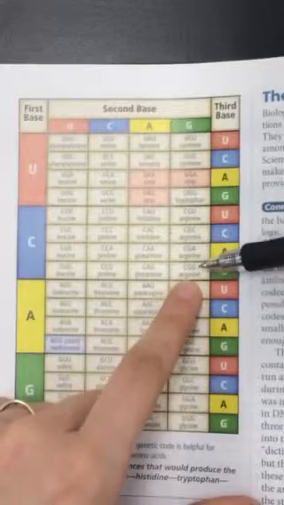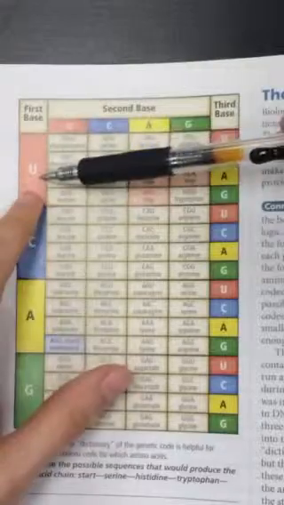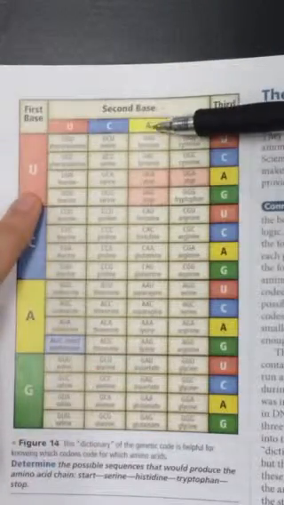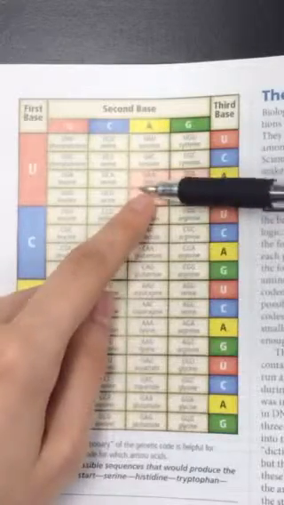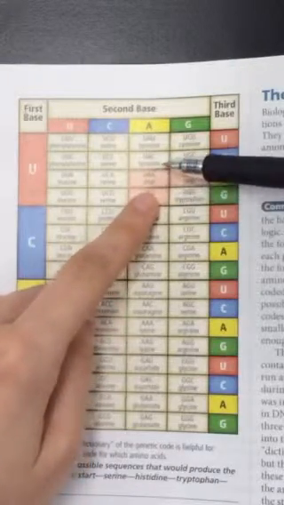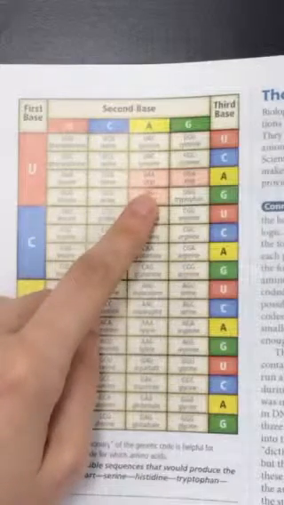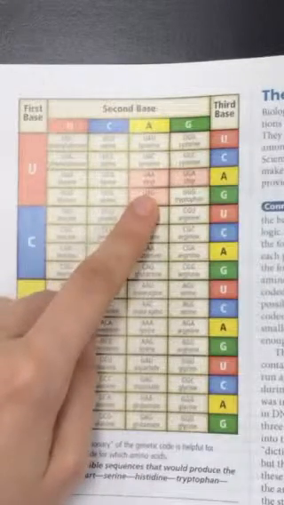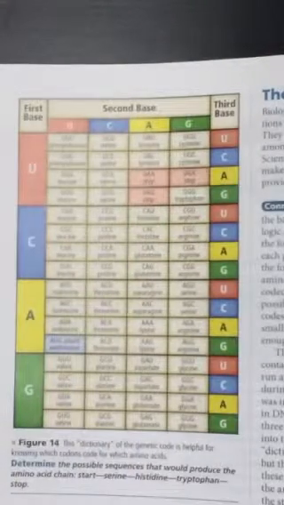The third codon was UAA. We start at U, our second letter was A, and our third letter was A, and that is a stop codon. A stop codon is not coding for an amino acid. It's only signaling to the ribosome to stop translation, and then it's done. All right?